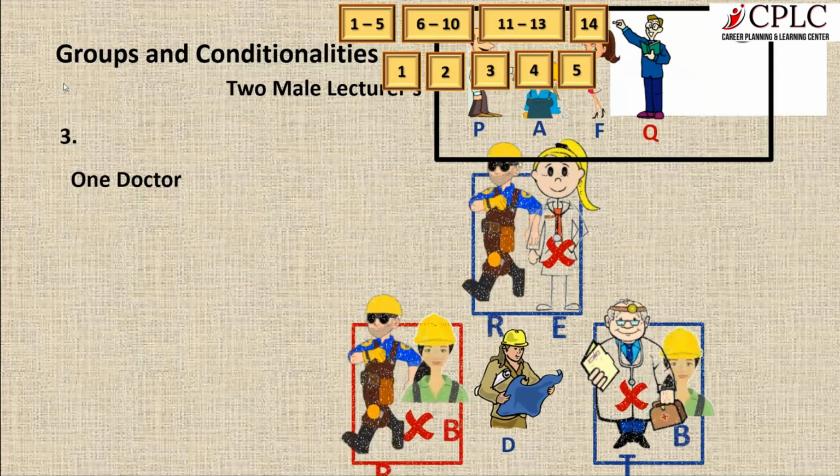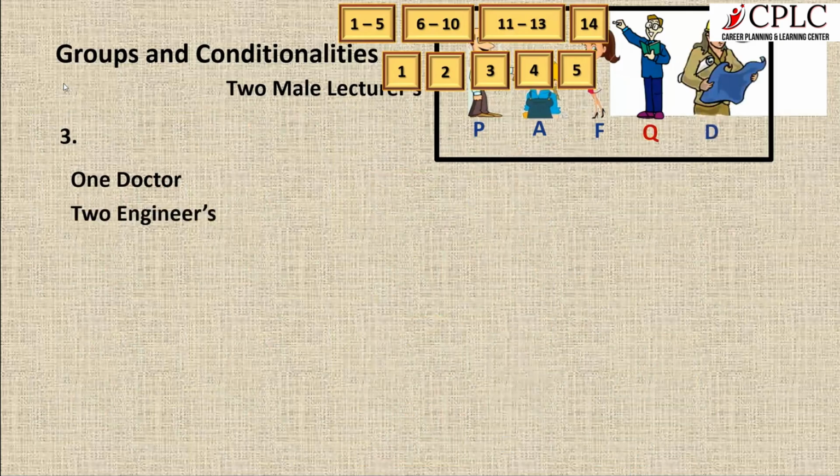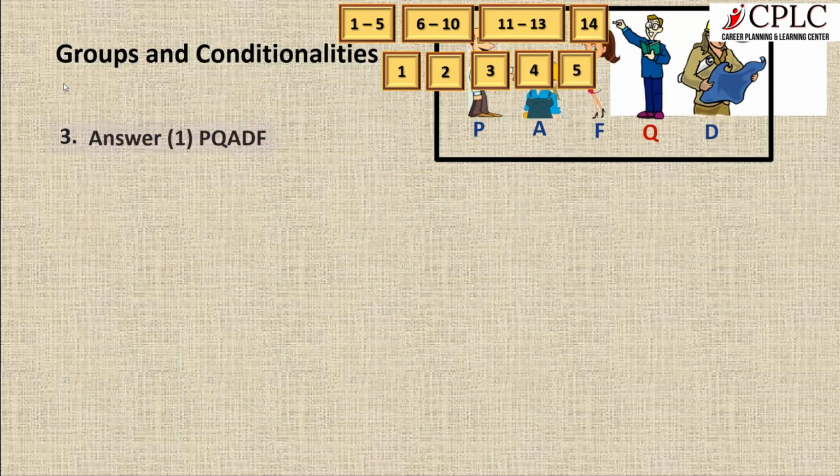And we want two engineers, so we are only left with one engineer, that is D. And hence, after selecting D, the team is complete. So PQADF is the team that we'll select. Moving to the next question.